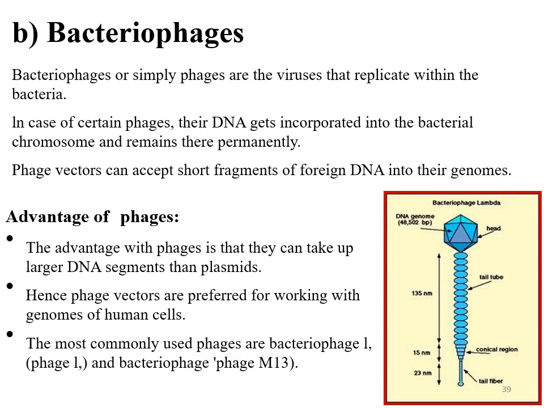There are a few advantages to using bacteriophage as a vector. They can take up a larger DNA fragment as compared to the plasmid. Hence, phage vectors are preferred for working with the genome of human cells. The most commonly used phages are bacteriophage lambda and bacteriophage M13.